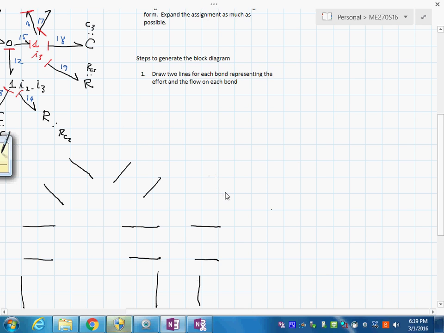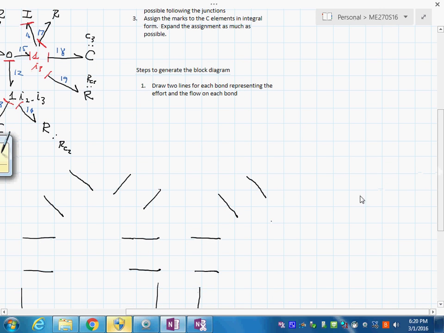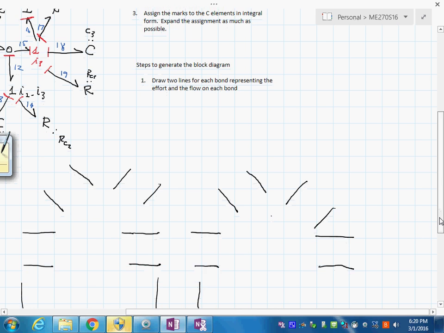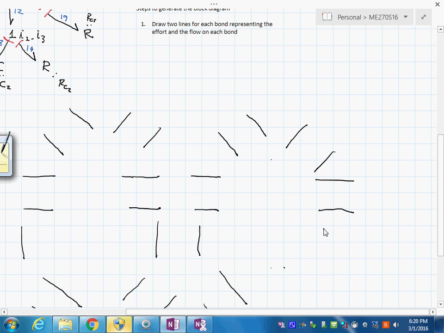Okay, so what's our next step? Right now we have outlined the structure for the entire model, and we need to begin building it from left to right. And so first let's move this up a little bit so that we can do all these things over here. So what should be the next logical step that we have in here? The next step is going to be, so we draw 2 lines for each bond.